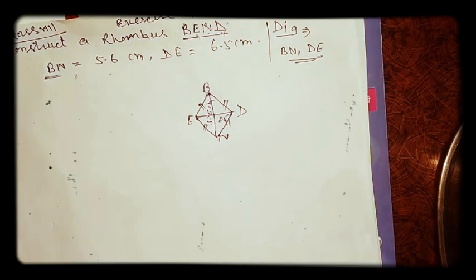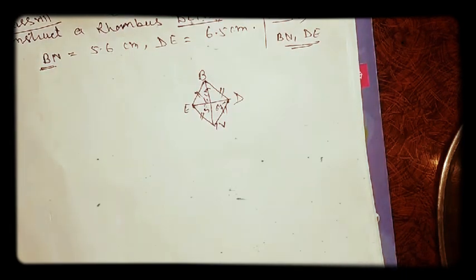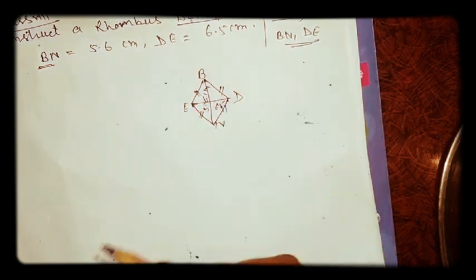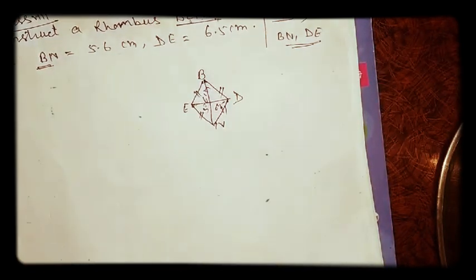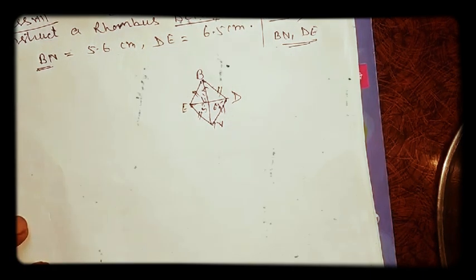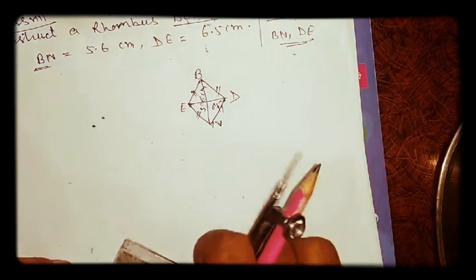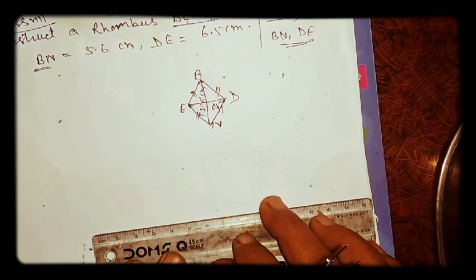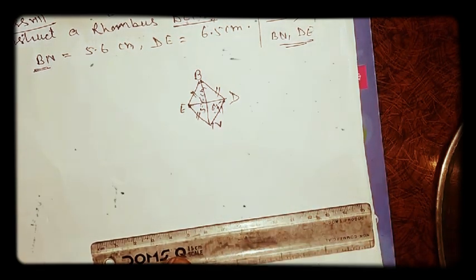Now we have to draw. We have to construct this rhombus. First we will draw this diagonal ED. What is the measurement of ED? ED or DE? That is 6.5. So with the help of the scale, we will draw the line segment DE or ED, that is 6.5 centimeter.